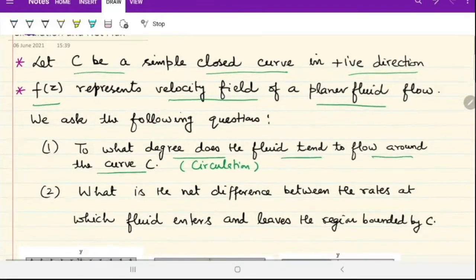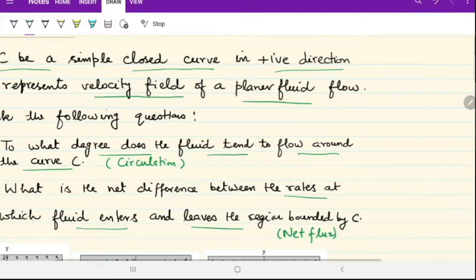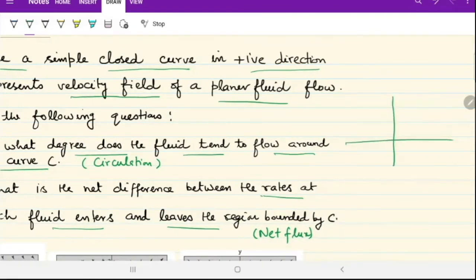Similarly, the second quantity is what is the net difference between the rates at which your fluid enters the region and leaves the region. So net difference between these two quantities, it will be called net flux. So for example, this is your plane. Let's say you have a contour C. We wanted this in positive direction. Then you have some fluid entering this region. Then you'll have some fluid leaving this region. Net difference between these two quantities, that will be called net flux.